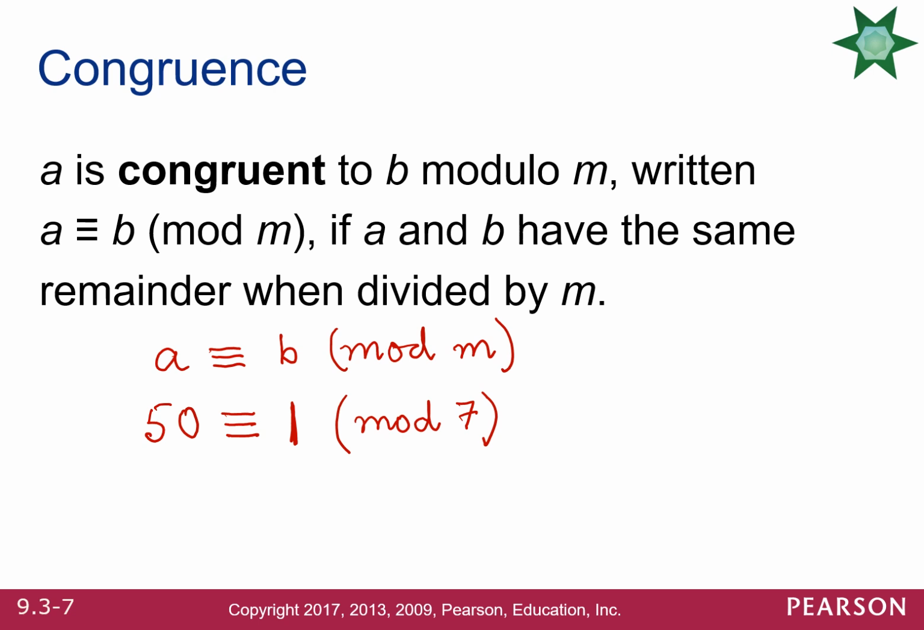So 50, let's perform the division. 50 divided by, this is we divide by the value of M, correct? So if M is 7, it's 50 divided by 7. 7 sevens are 49. We write the 49 below the 50, and the remainder is a 1, right? Remainder is a 1. Let's divide 1 by 7.